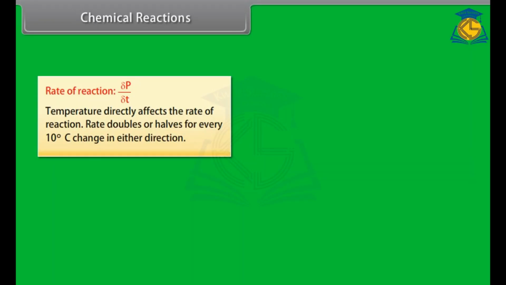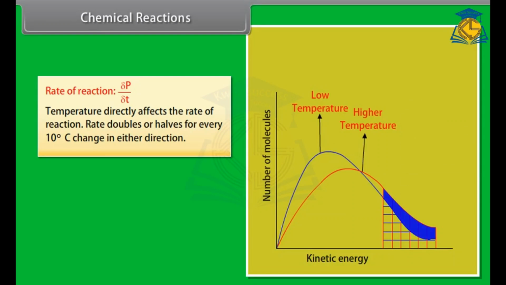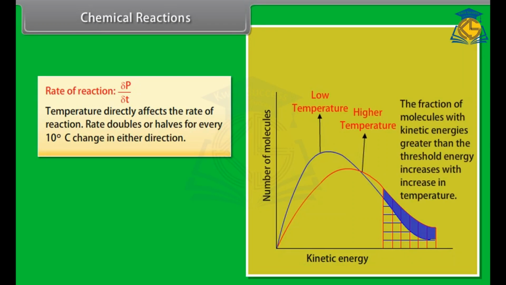Temperature directly affects the rate of reaction. Rate doubles or halves for every 10 degrees Celsius change in either direction. Due to an increase in absolute temperature, the average kinetic energy increases and the number of molecules with energy greater than the threshold energy also increases. Therefore, it is observed that the rate of reaction increases with increase in temperature.